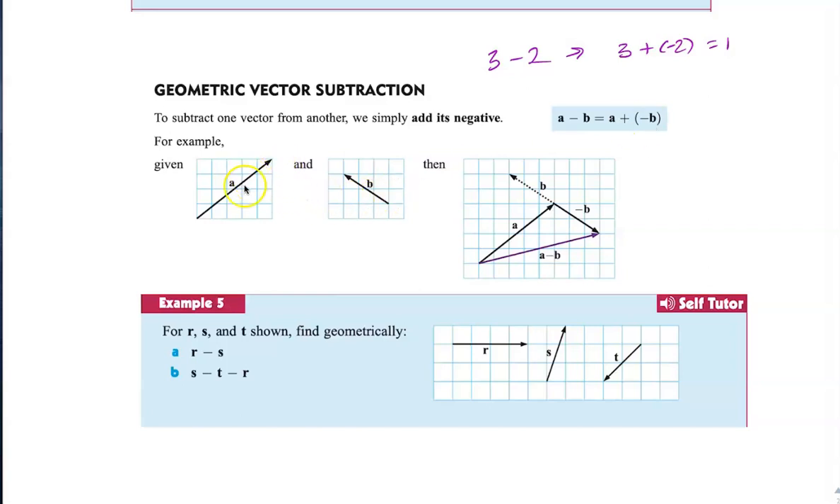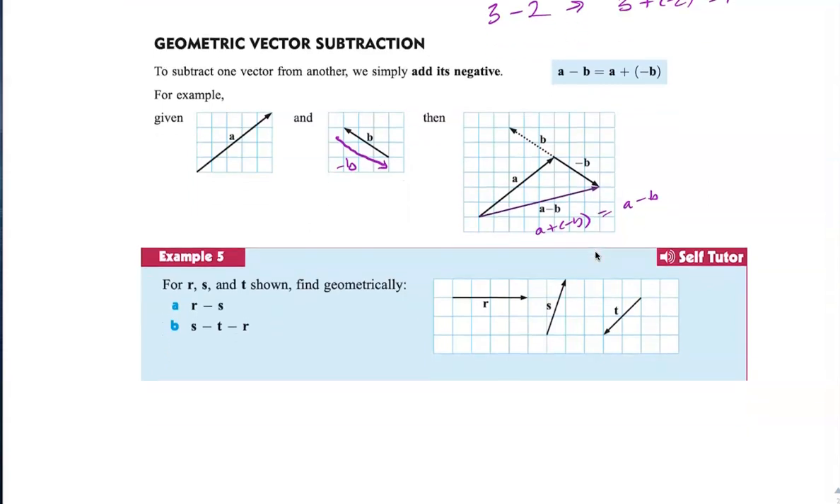Like right here, they showed an example. If you have A and B, and I want to subtract B from A, A minus B, well, all I'm going to do is add the negative of B. Negative B would go in the opposite direction. That is negative B. So I'm just going to add that to the end of A. So you can see here, A plus negative B gets me A minus B. So that's how you subtract vectors, just like subtracting numbers. All you're going to do is add the negatives.